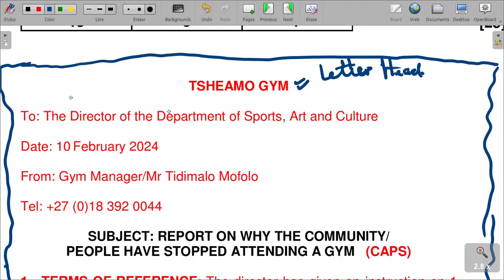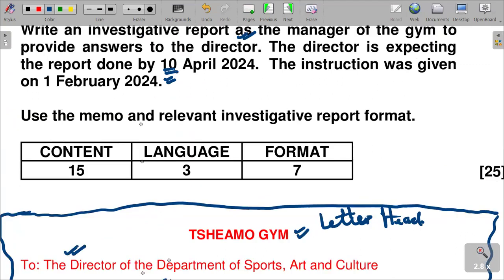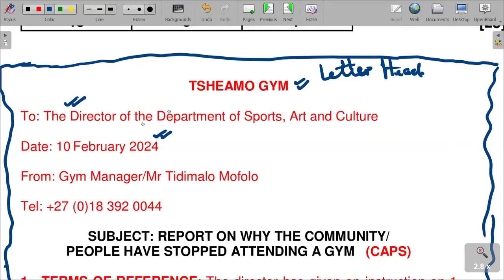That is the letterhead. And then we said to the director of the Department of Sports, Arts and Culture, because you are told to say you write to the director of this, and then the date, 10 February. We are saying 10 February 2024, as it is indicated there, to say that the report is to be done by 10 February 2024. And then you are told that you are the gym manager, which is Mr. So and so, your name which you are given.